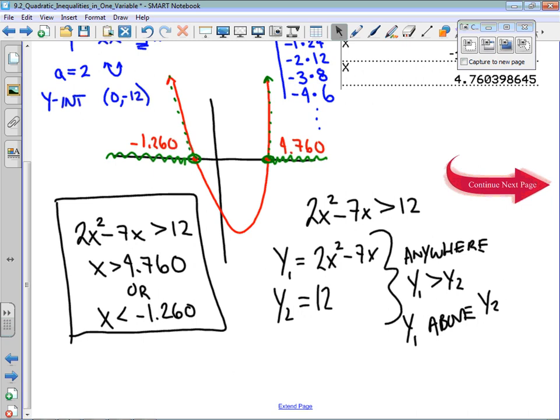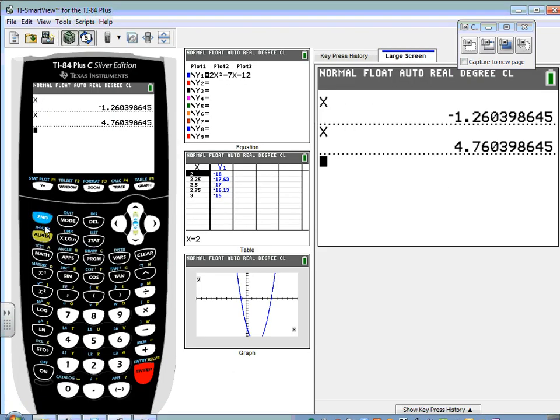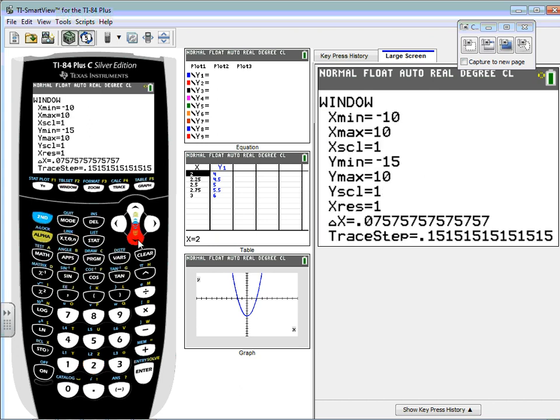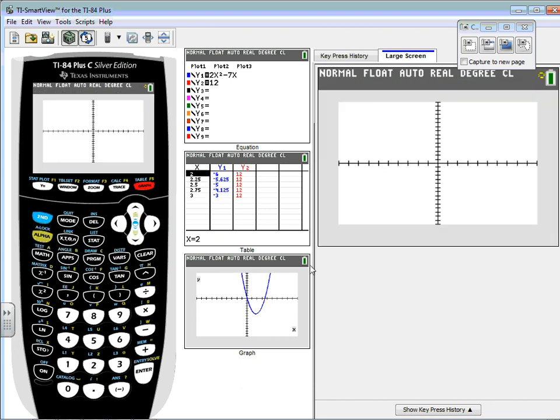So I'm going to go back to my calculator and put those in. So 2x squared minus 7x is y1. Y2 is 12. Really importantly, that's not going to be on our window settings. So I'm going to change my y max to just positive 15 so we can see y2. And the solution to this is anywhere that y1, which is 2x squared minus 7x, is above y2, which is 12. So it's going to be from this point to the left and this point to the right.